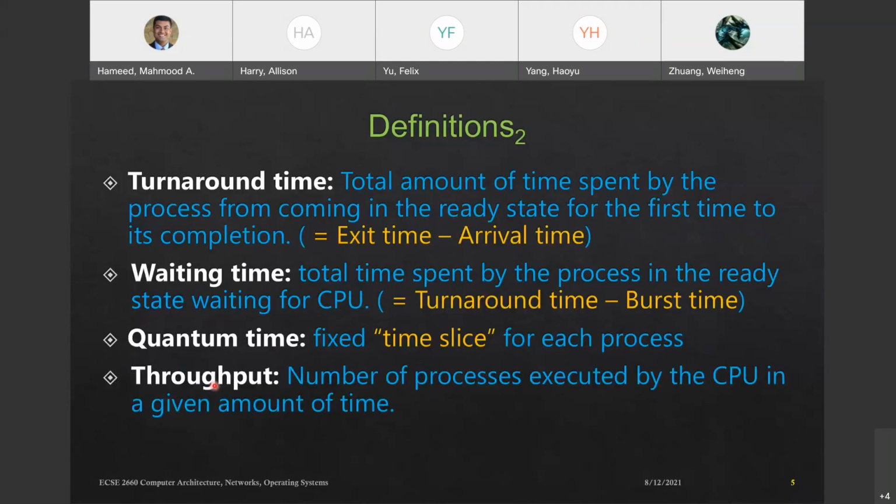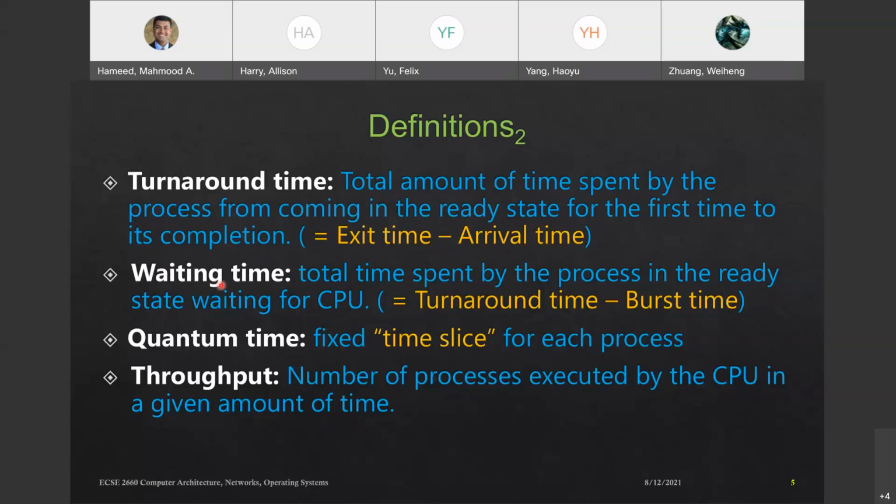Next, turnaround time. This is simply exit minus arrival. Exit time is when it completes. Arrival time is when it got into the ready queue. The difference between them is the turnaround time. That's sort of what we are trying to minimize, right? The total amount of time spent by a process from coming to the ready state for the first time to its completion, when it eventually goes from the running state to the terminated state. The difference between those two times is your turnaround time. Or you can also look at it as exit time minus arrival time.